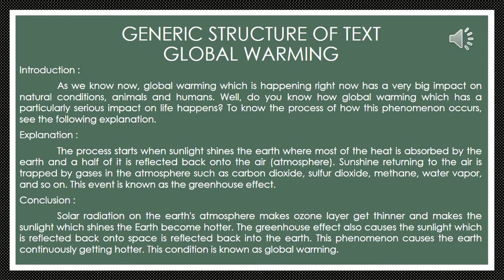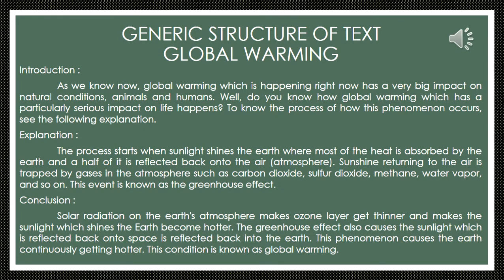Explanation. Paragraph 2. The process starts when sunlight shines on the earth, where most of the heat is absorbed by the earth, and a half of it is reflected back onto the air atmosphere. Sunshine returning to the air is trapped by gas in the atmosphere, such as carbon dioxide, sulfur dioxide, methane, water vapor, and so on. This event is known as the greenhouse effect.